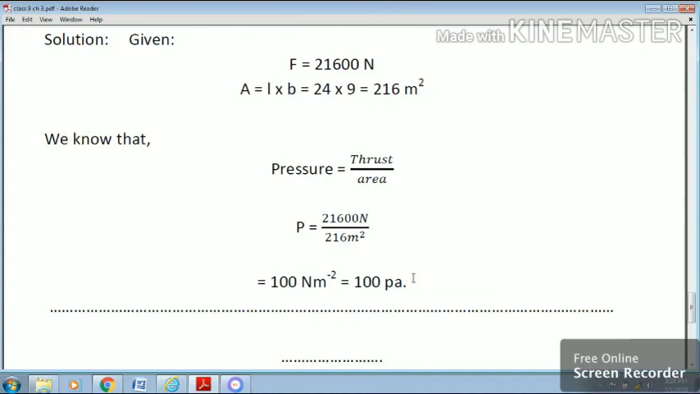So like this we can conclude that pressure is inversely proportional to area of contact and directly proportional to thrust. Pressure is the ratio of thrust by area.